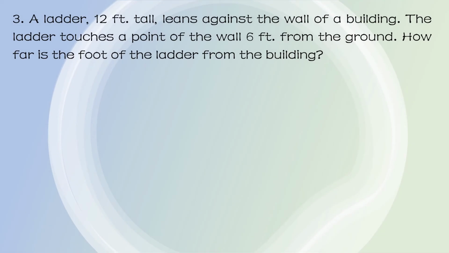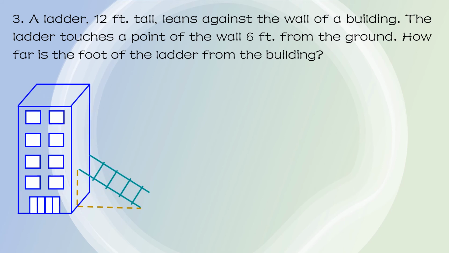Third situation, a ladder 12 feet tall leans against the wall of a building. The ladder touches a point of the wall 6 feet from the ground. How far is the foot of the ladder from the building? So let us assume that we have the given building. Nakasandal daw ang hagdan, which is ang haba ng hagdan is 12 feet.